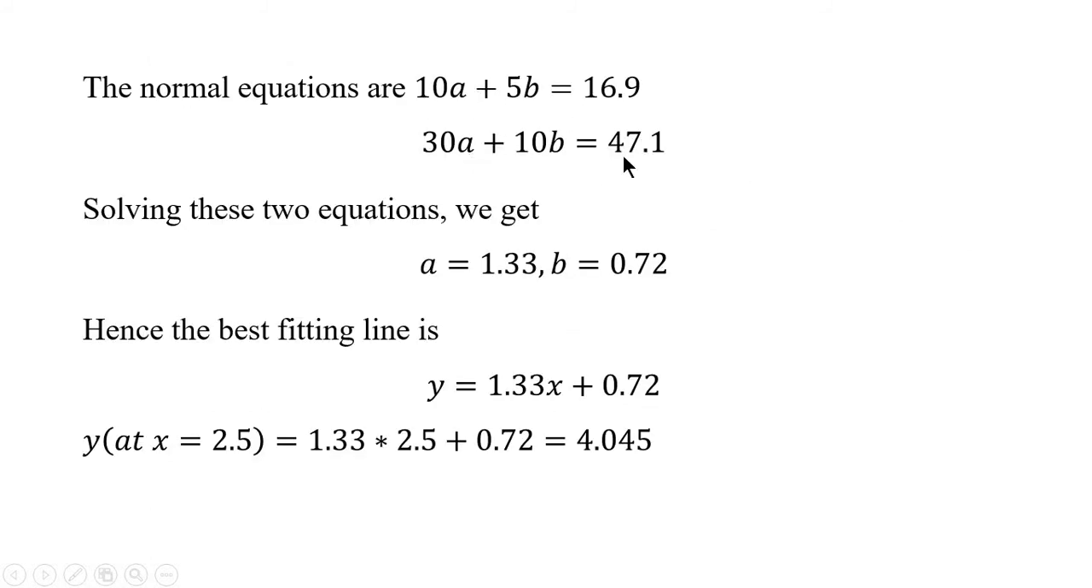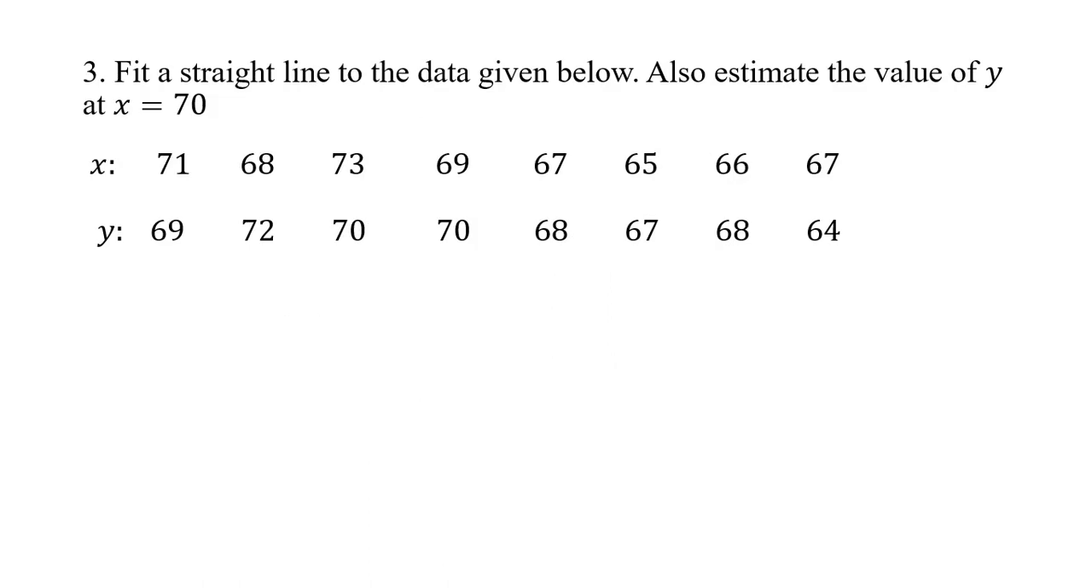Substitute in the normal equations and use calculator to obtain the values of a and b and substitute in the straight line to finish our first part of the question. To compute the second part, put x equal to 2.5 in our above equation. So we get the value of y as 4.045. Problem 3. Fit a straight line to the data given below. Also estimate the value of y at x equal to 70.